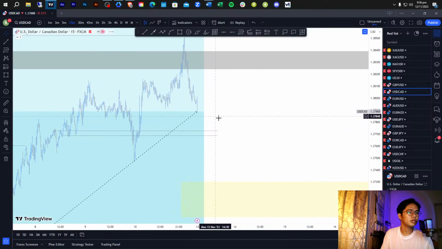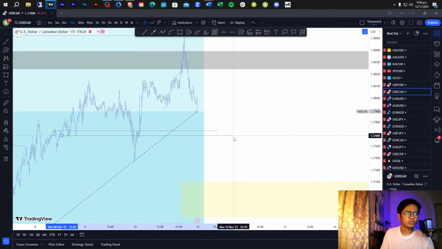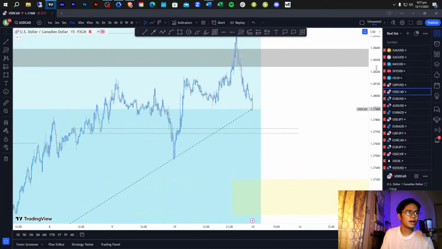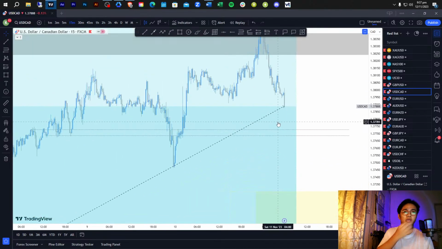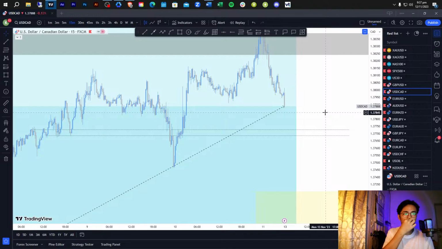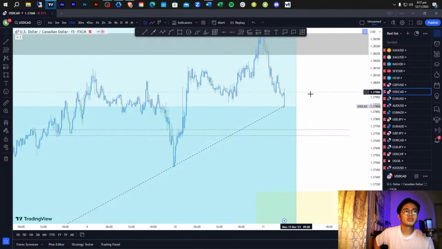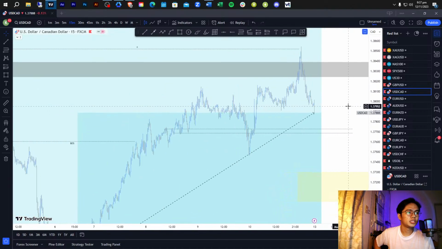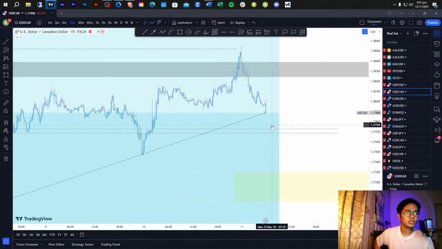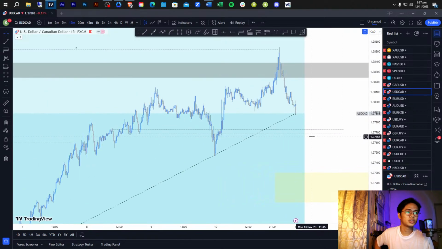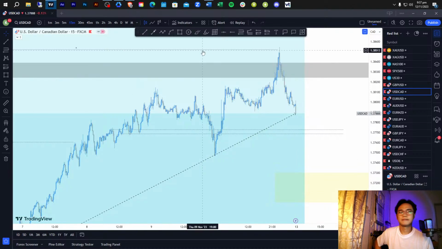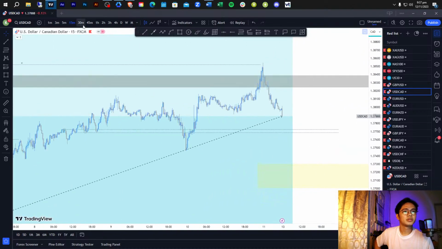Yeah, this area will be a good entry if we're going to add an order on USD CAD. But let's just confirm on the Discord. I'll just send a signal if I see a good confirmation on this trade. Yeah, let's go.